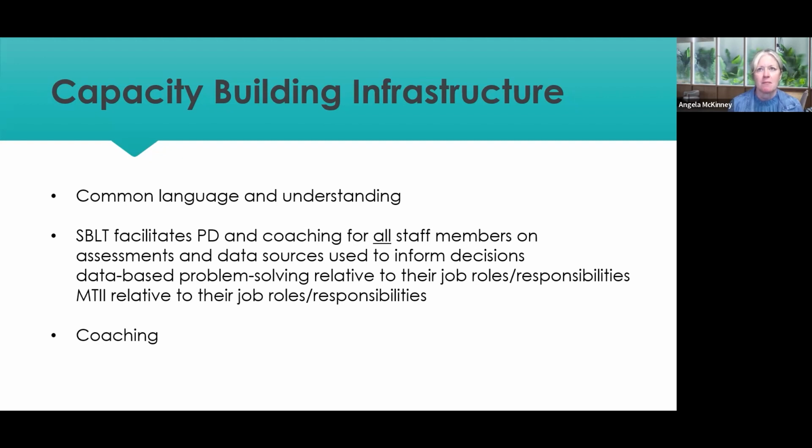We need to make sure that we're not just bringing in something that some outside people are talking about. We're making it ours. We're making it work within our district. So having that common language and understanding, and making sure that the leadership team is facilitating the professional development needs for staff and is there to provide coaching as needed.